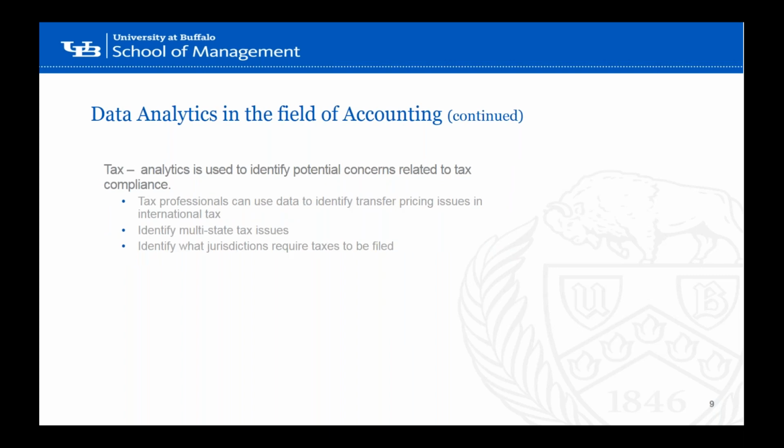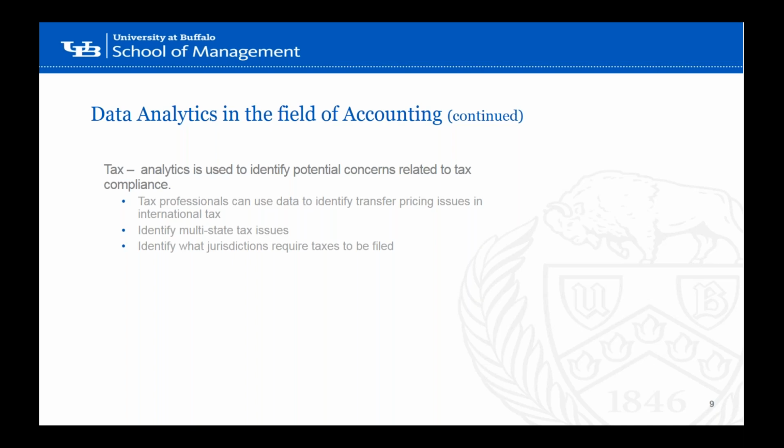From a tax perspective, and I think this is a pretty emerging area, analytics are being used to identify concerns related to tax compliance. So things like looking to see if data can identify any issues related to transfer pricing, international tax, multi-state tax issues, and also what jurisdictions need taxes to be filed in.